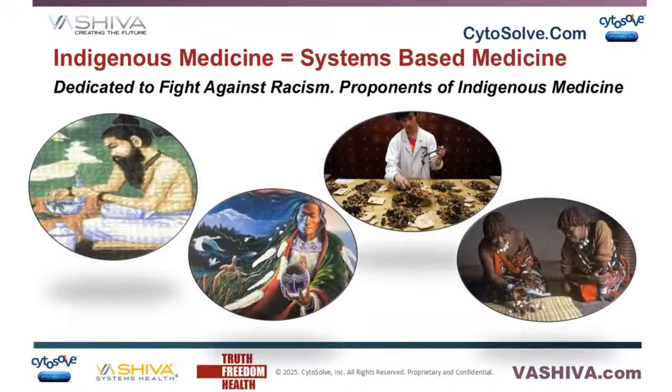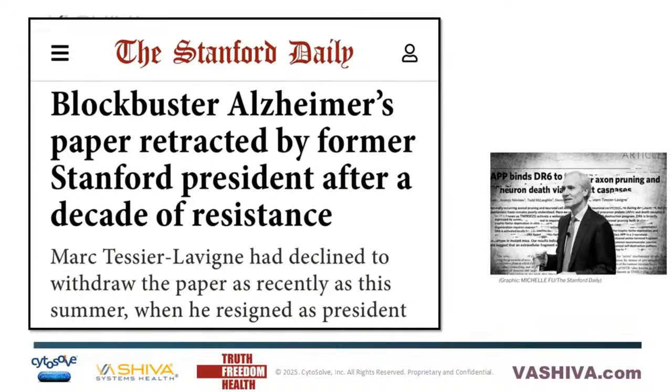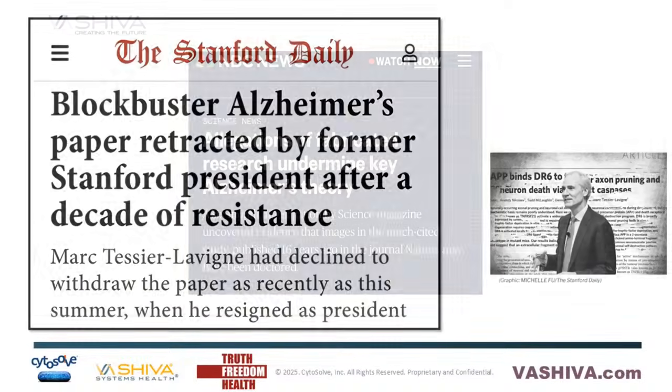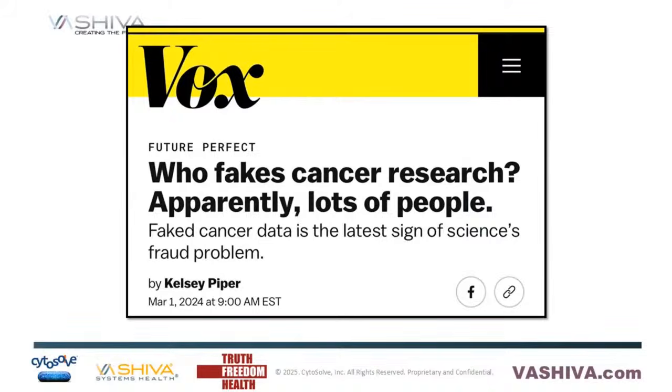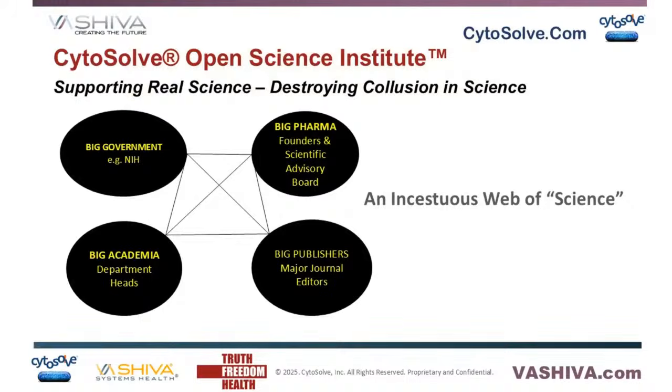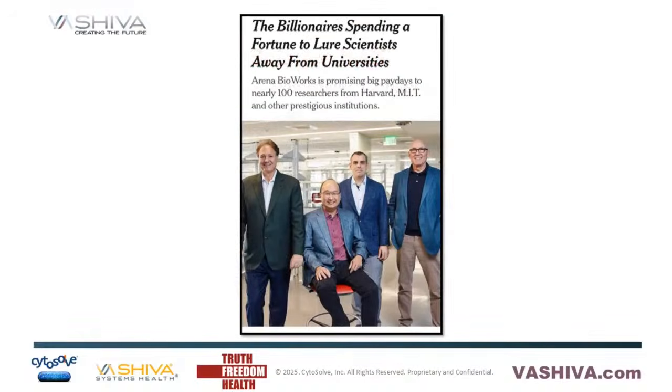What we're doing at the Open Science Institute is we're committed to eliminating animal testing. We want to support indigenous medicines, which is a real fight against racism. Big Pharma does not believe in indigenous medicines. We also want to stop the fake science. We know over and over again, you see the false nature of big academia. They're fabricating research, they make up stuff, and they're getting away with it. And this is because there's an incestuous web of science between big government, big pharma, big academia, and big publishers. And so you have billionaires now realizing that they are spending a lot of money on universities that aren't yielding, and they want to start their own institutions. Cytosolve offers a completely different approach where all of you can participate.